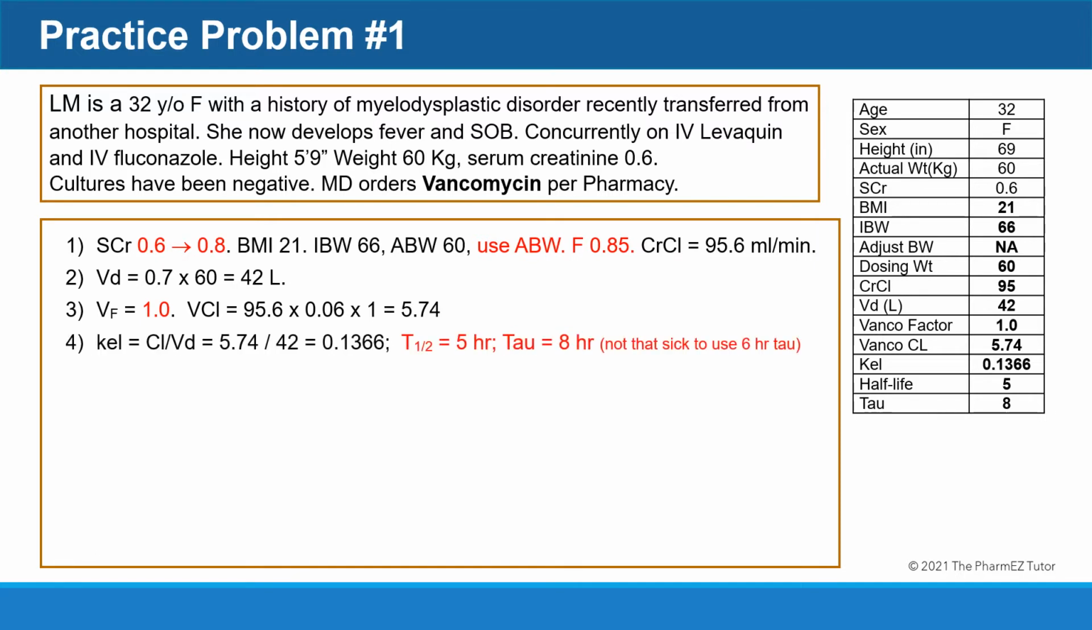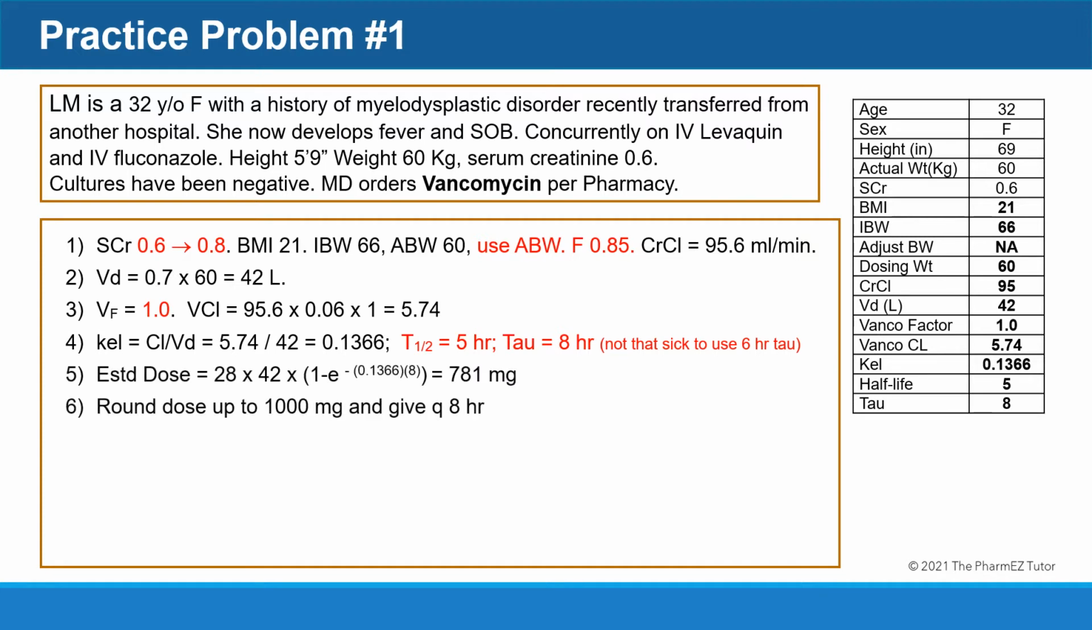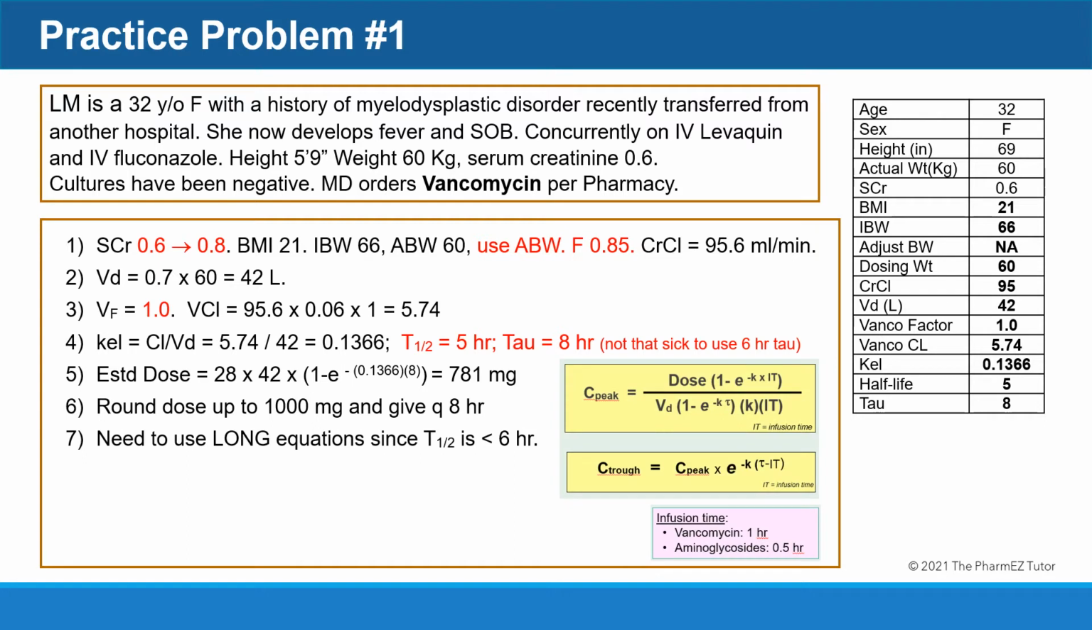The KEL is 0.1366 with a half-life of 5 hours. We will use a tau of 8 hours because she is not that sick to use a 6-hour dosing interval. The estimated dose calculates out to 781 milligrams, so we'll round the dose up to 1,000 milligrams and give every 8 hours. We need to use the long equation since the half-life is less than 6 hours.